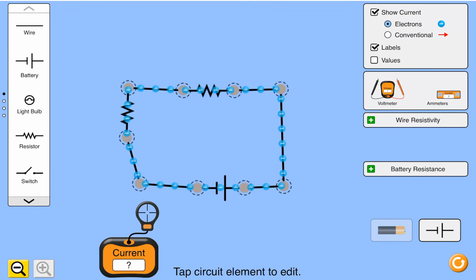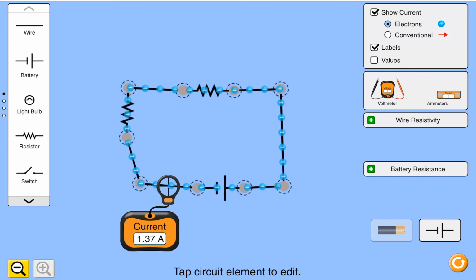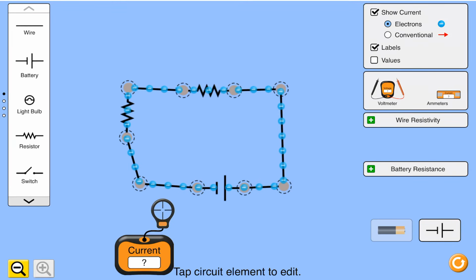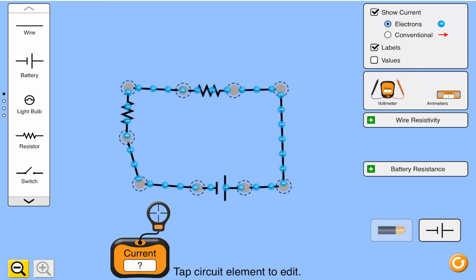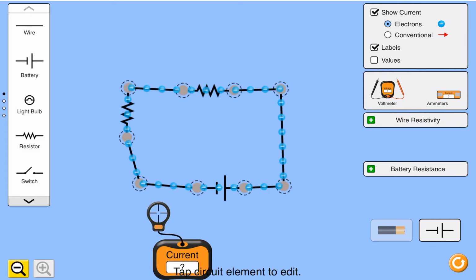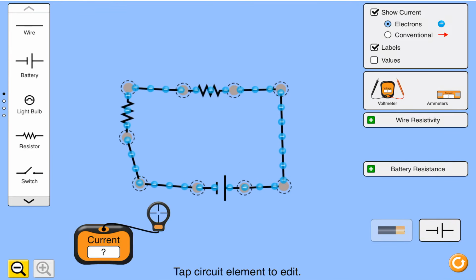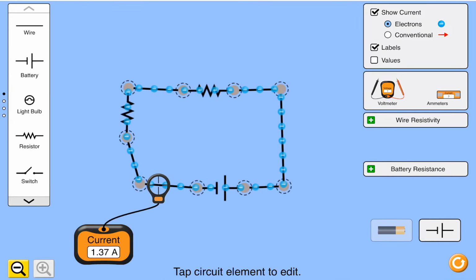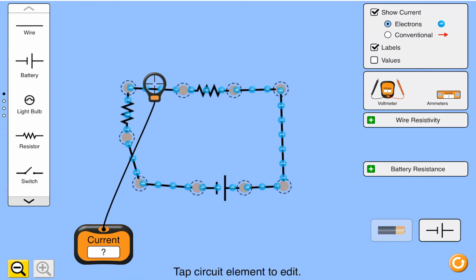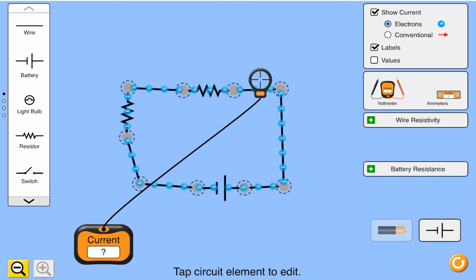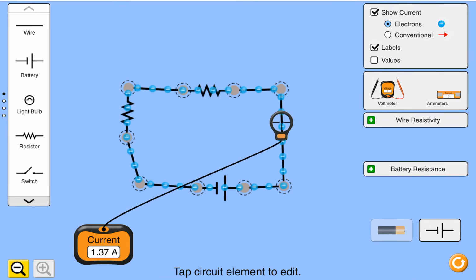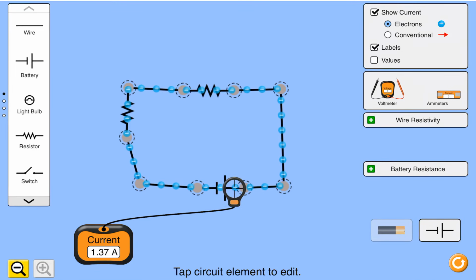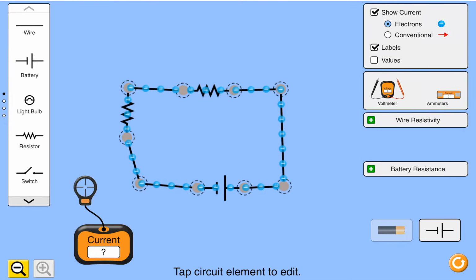Now, the ammeter. There's two different ways of doing this. You can use this particular ammeter. What this particular ammeter does is it gives you crosshairs, like you would have in a rifle or something. And you can leave the current thing here, and then you could just place it anywhere on the wire, and it's going to tell you what the current is. So here it's 1.37. Up here it's 1.37. Up here it's 1.37 because this is a series circuit. So basically anywhere you go, it's going to read the same exact current.